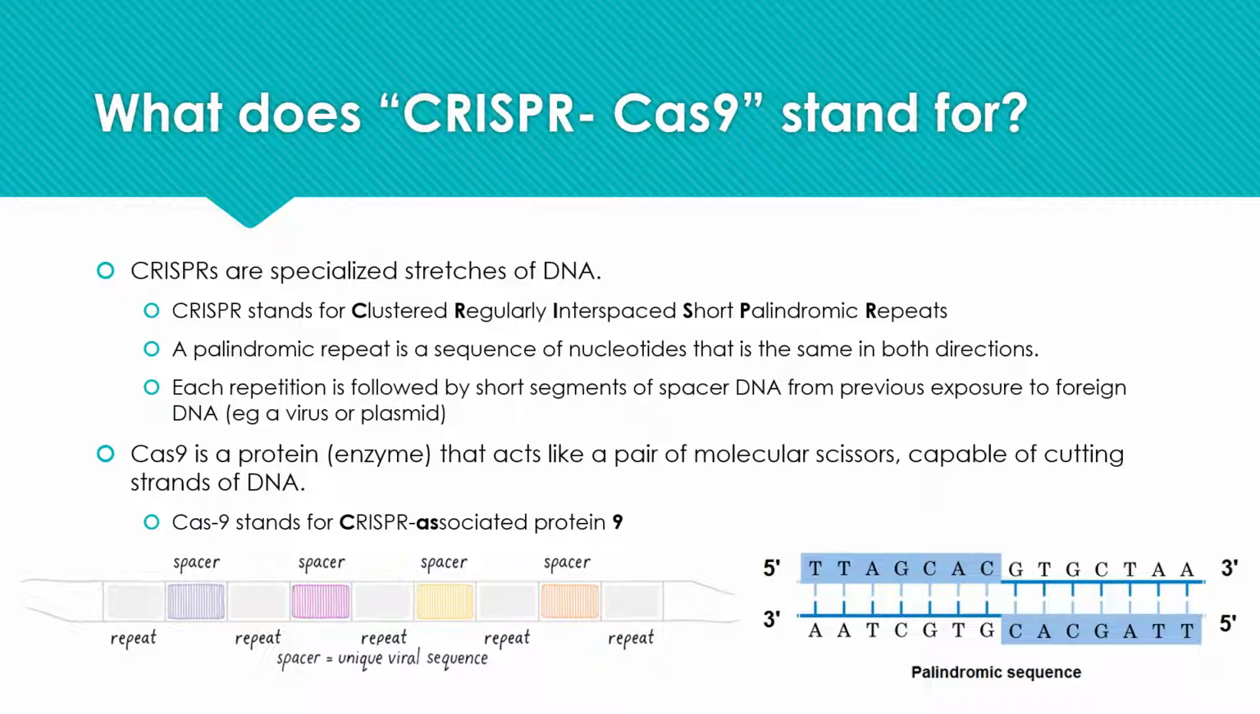Cas9 is the name of the protein. Specifically, it's an enzyme. What it does is it's like an endonuclease in that it acts like a pair of molecular scissors. And so what it is able to do is cut up strands of DNA. What does Cas9 stand for? It stands for CRISPR-associated protein 9. And you can see I've put in bold where the Cas part and the 9 come from. So that's all Cas9 means.